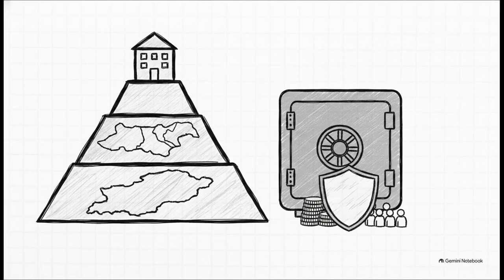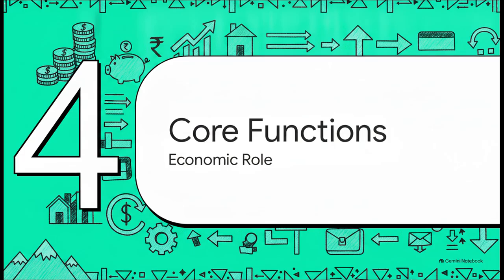And crucially, no matter the tier, they have to maintain strict Basel III aligned buffers. We're talking a minimum 6% core capital, or Tier 1 ratio, and a 10% total capital adequacy ratio. Why do this? Simple. To protect depositors and keep systemic risk out of the economy. All right, Section 4, core functions and economic role.